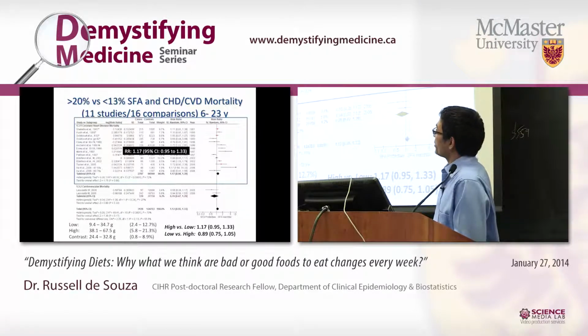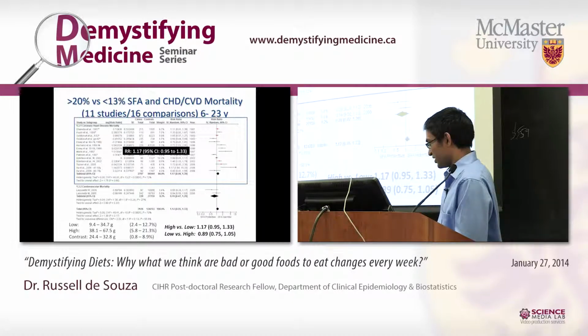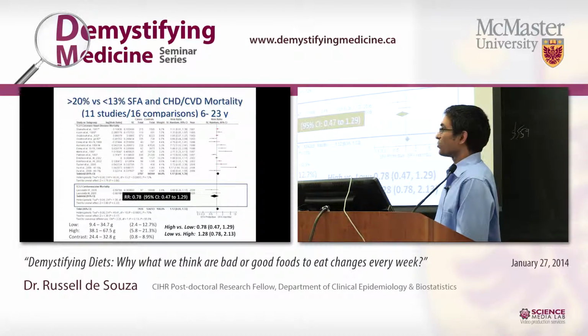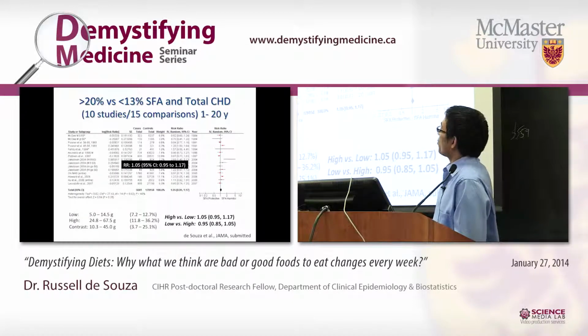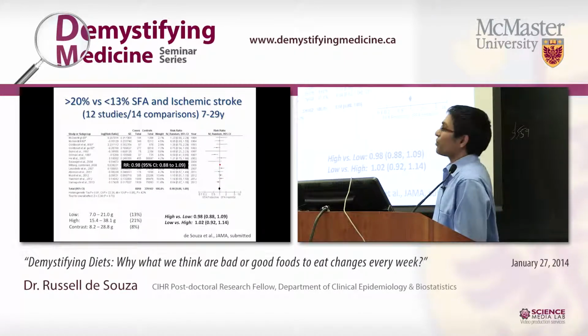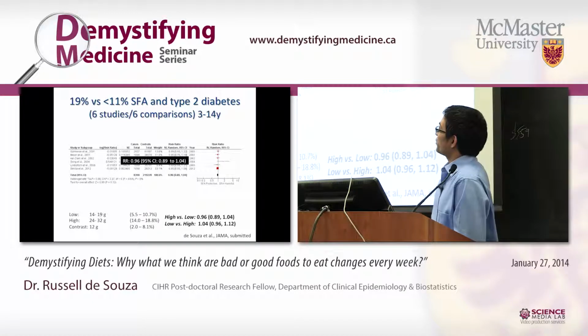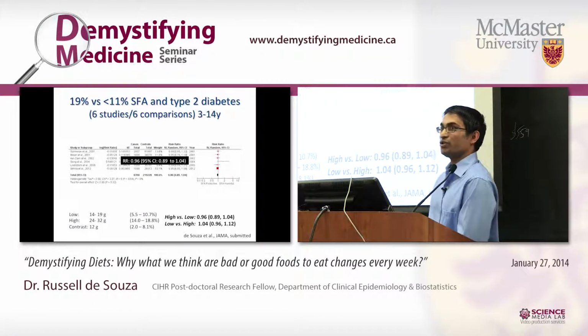When we looked specifically at coronary heart disease, we saw a signal that increased saturated fat increased the risk of CHD, but this was not statistically significant. And if we look specifically at cardiovascular mortality, which includes death from stroke, we also see no effect of saturated fat on CVD mortality. And similarly, when we look at total CHD, so not only deaths, we see a non-significant increase in risk. And similarly, for ischemic stroke, we see no increased association of stroke with increased saturated fat. And then finally, when we look at type 2 diabetes again, we see no association between increased saturated fat and risk of type 2 diabetes.